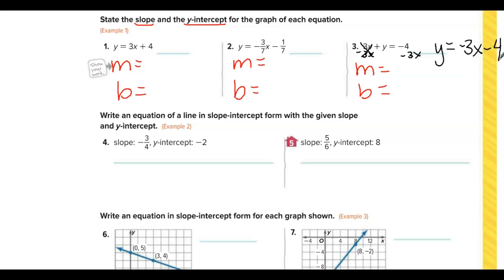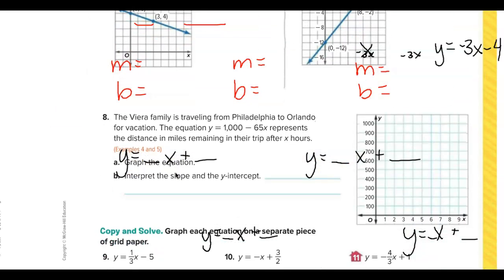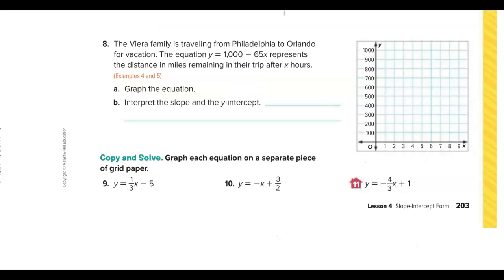On number 4 and 5, you're writing an equation. Y equals something x plus something. Same thing with number 6 and number 7, you have to write an equation, y equals something x plus something. On number 8, you're doing what we did today. And number 9, 10, and 11, you are doing what we did today as well.